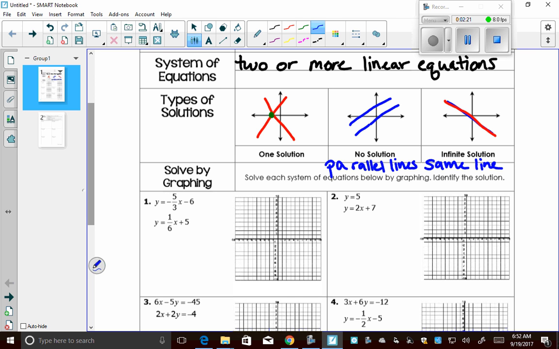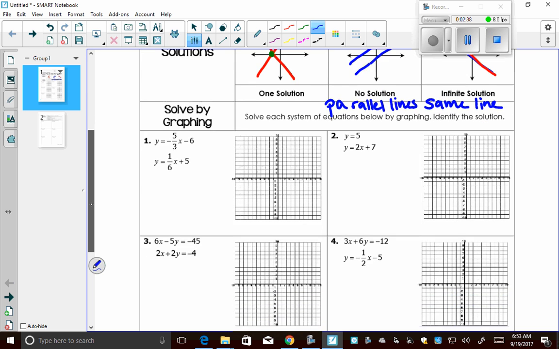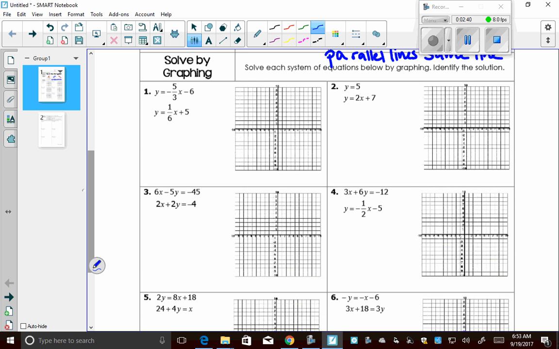So the first way that we're going to look at how to solve a system of equations is by graphing. We're going to solve each system of equations by graphing and then identifying the solution. Since my first two equations are set up in y equals mx plus b, I'm going to graph using this formula. -6 is going to be my y-intercept. So I'm going to go down to -6.